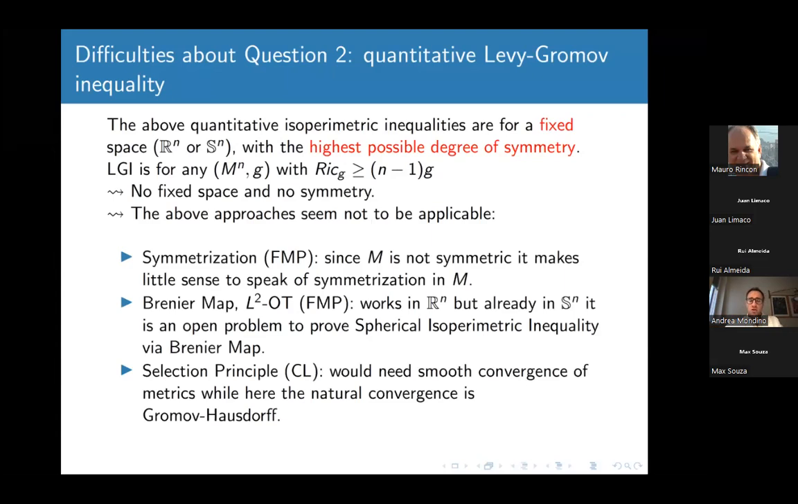So the symmetrization approach by Fusco, Maggi, and Pratelli doesn't look like it has chances here, because basically the symmetrization is usually done in a very symmetric space like Rn or the sphere, and basically you cut your set E in slices, and then you want to replace each slice by a symmetric slice with the same volume.